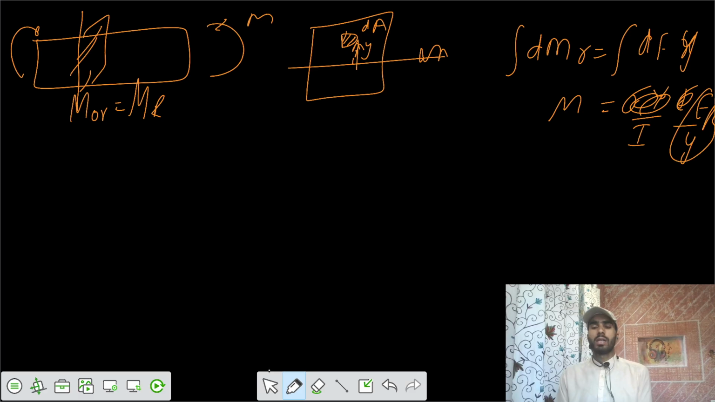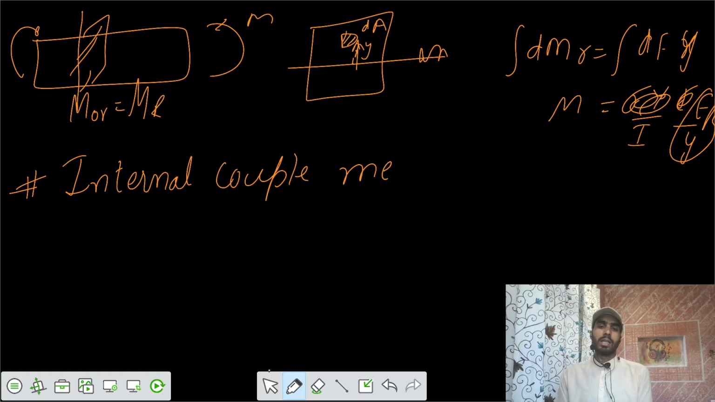So finally, if you want to calculate it by the next method, which we call the internal couple method, I have already provided you a hint. Internal couple method.